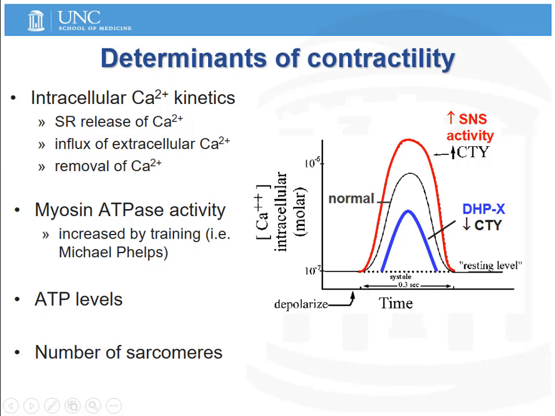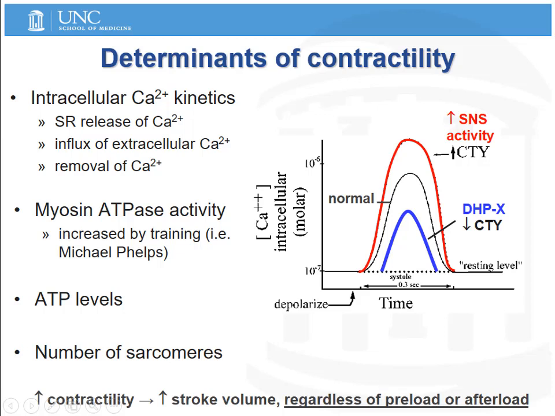So if a heart has more or less sarcomeres in it, that will directly affect contractility. Increasing contractility increases the stroke volume no matter what the preload is and no matter what the afterload is. Contractility is important because no matter what the preload or afterload are in a given situation, the cardiac muscle always has a way to increase its force of contraction.